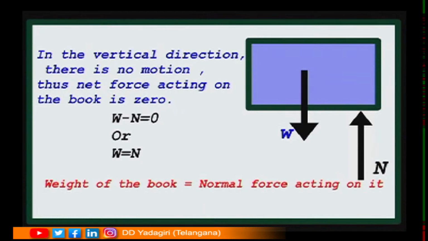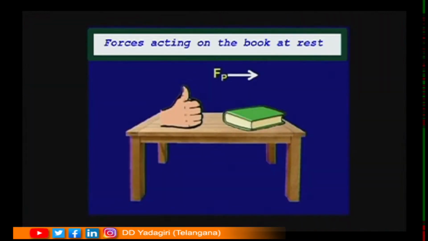In the vertical direction, there is no motion. Thus, net force acting on the book is 0. W minus N is equal to 0, or W is equal to N. Hence, the weight of the book is equal to the normal force.